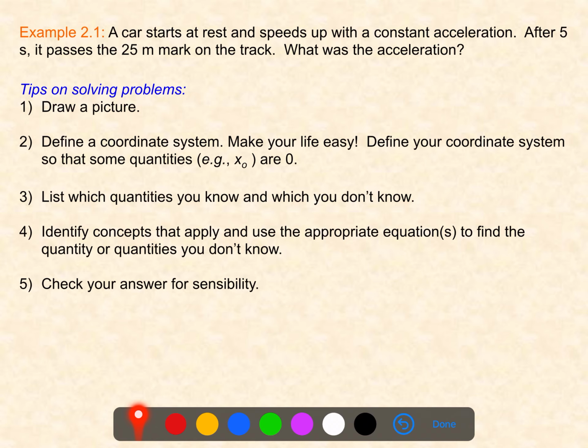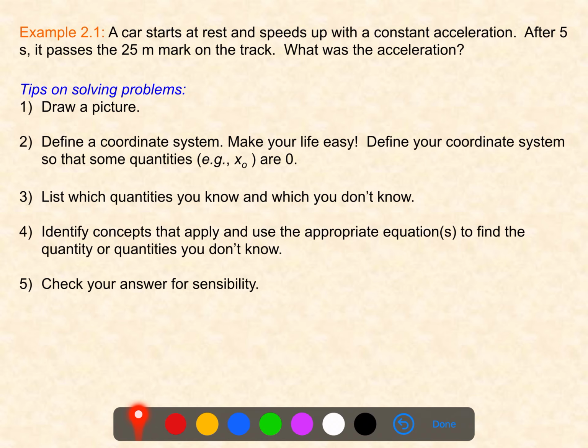After you've done that, think about the problem, what was given to you, and what concepts might apply to this situation. Once you've identified the concepts, you can come up with the equations that will help you put those concepts into practice in order to solve the problem. Then you'll go through the motions of using the equations to solve the problem. And finally, in the last step, you want to check your answer to make sure it's sensible. That's an important step that's often forgotten about, but make sure that your answer makes sense.